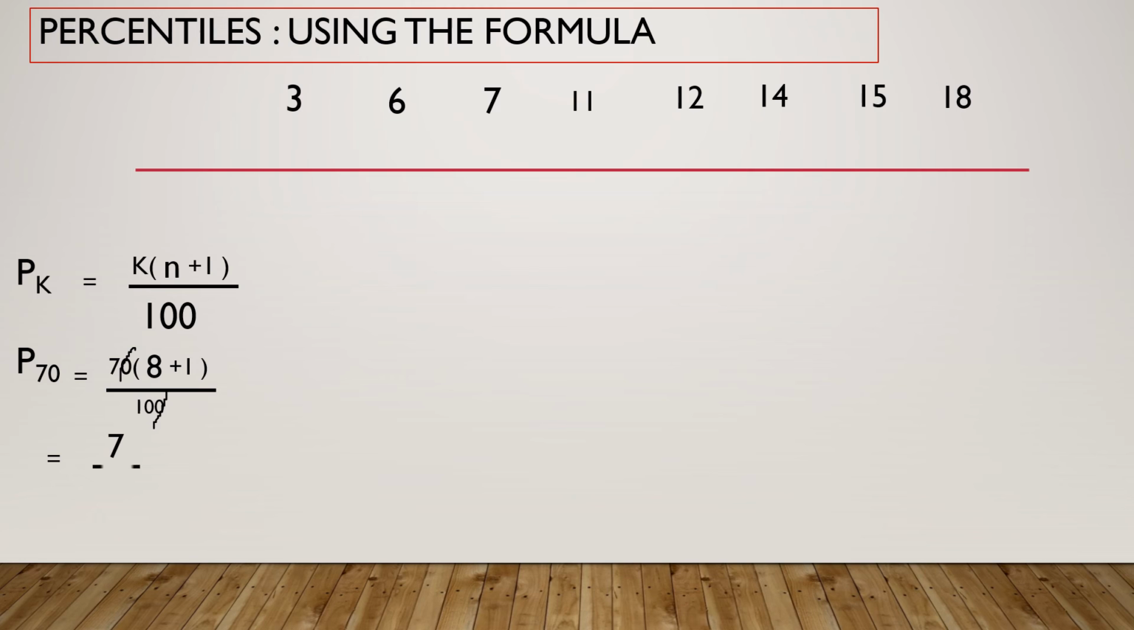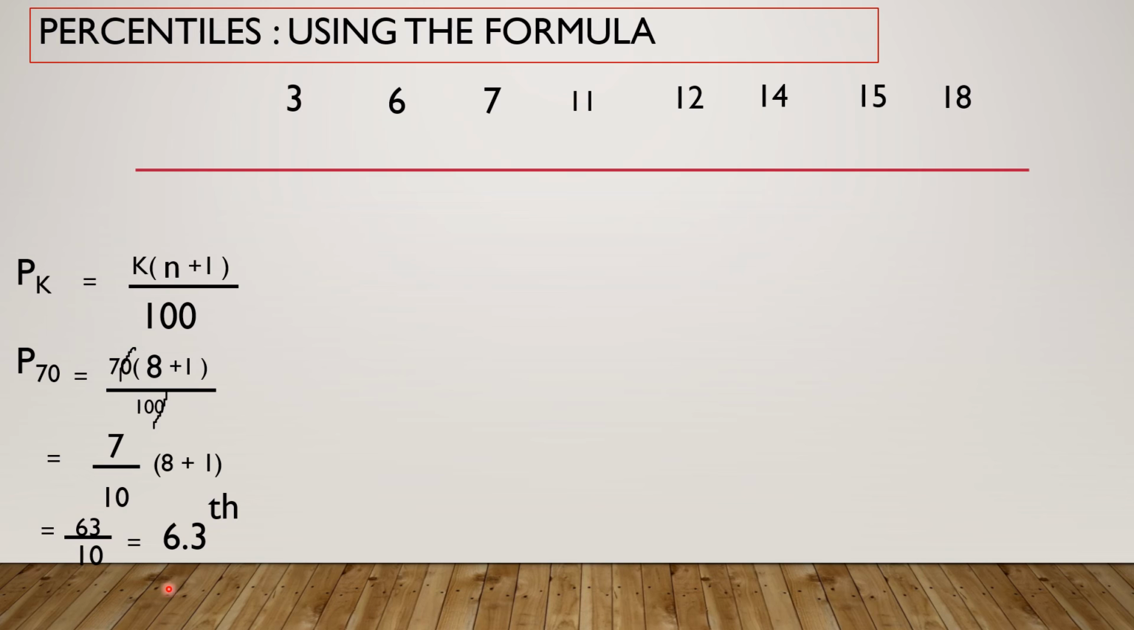7 over 10 times 8 plus 1, or that is 9. So we have now 9 times 7. That is 63 divided by 10. And that is equal to 6.3.